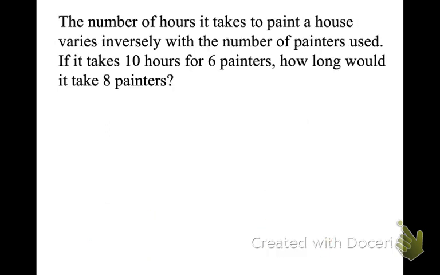Okay, the number of hours it takes to paint. Now, how are you going to figure out if it's direct variation or inverse variation? The hours it takes to paint a house varies inversely. So you've got hours and painters. Now we have to figure out which one is the depender. Does the time depend on the painters, or do the painters depend on the time? That would be the time depends on the painters.